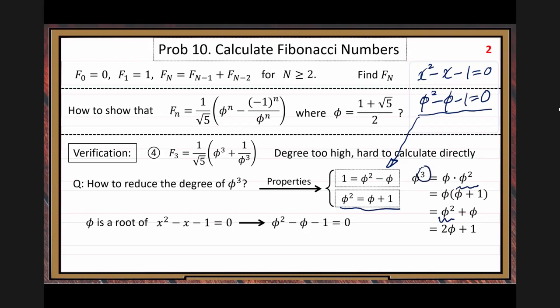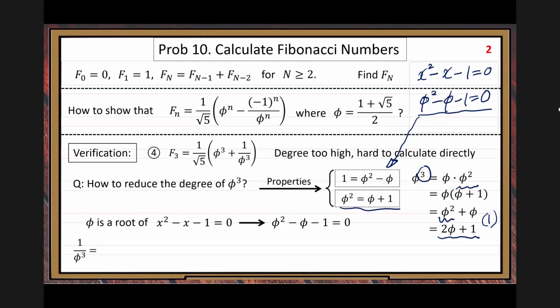The original phi expression has degree 3. The new expression has degree 1, much lower than the original one. Then let's look at 1 over phi cubed. We also want to bring down the degree of the denominator, phi cubed. This time, bring down the degree of the denominator. How to do it?